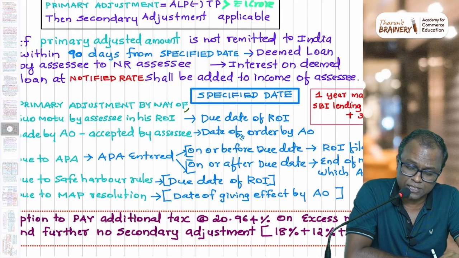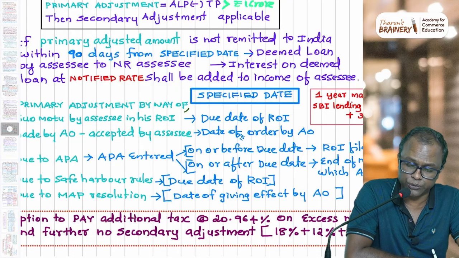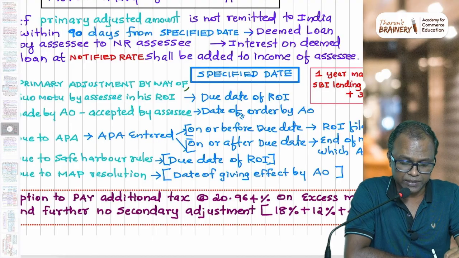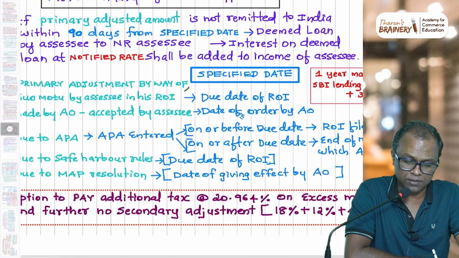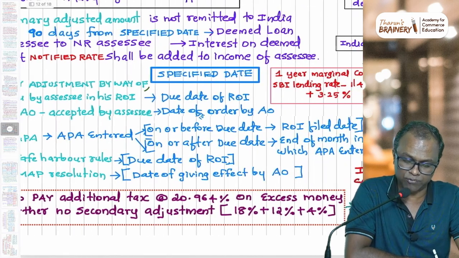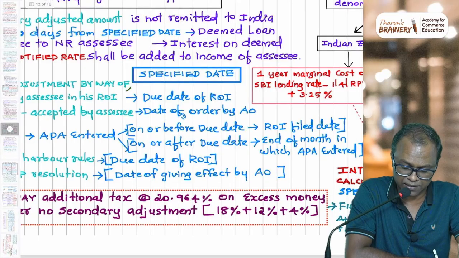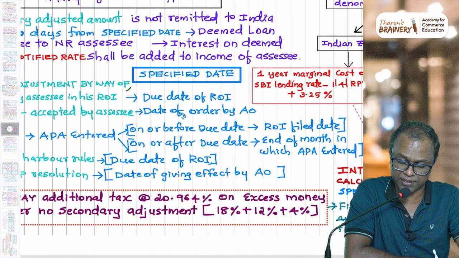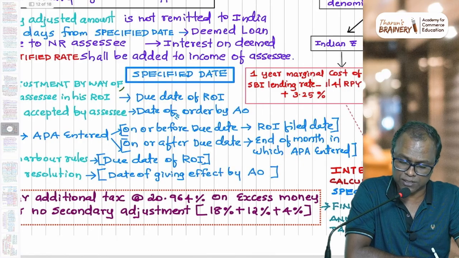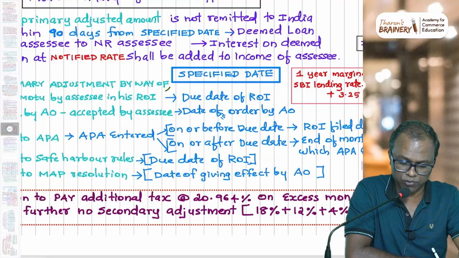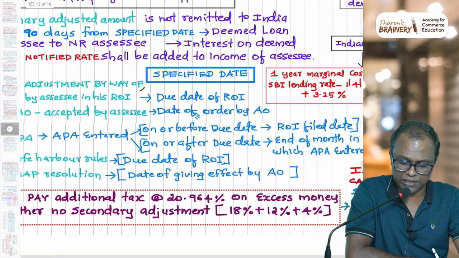If the transfer pricing adjustment is made suo motu by the assessee, the due date is the specified date plus 90 days, the time limit for repatriation. If made by the AO in his assessment order and the assessee accepted, it is the date of order by AO plus 90 days. If an advance pricing agreement is entered before the due date for filing ITR, then the due date for filing ITR. But if the advance pricing agreement is entered after the due date for filing ITR for that relevant year, then the end of the month in which the advance pricing agreement is entered.